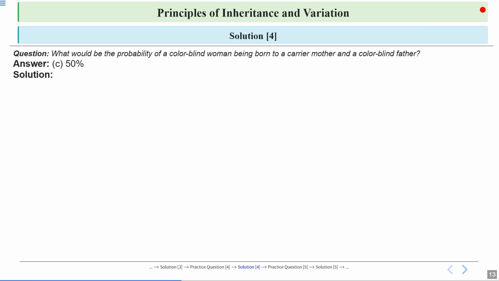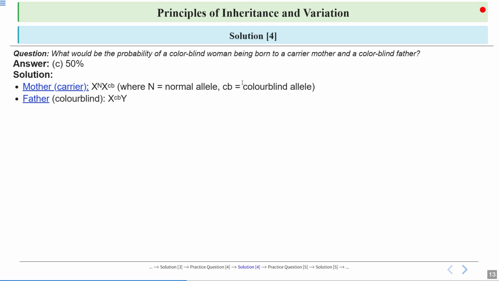So let's have a look at the answer. The answer will be 50%. Now you can see the mother is a carrier, which means her genotype will be XN XCB. N is for normal, CB is for the color blindness allele. The father is colorblind, so his genotype is XCB Y. Clear? So the father, the male, is colorblind. Even a single color blindness gene on the X chromosome is enough to exhibit this disease because there is no normal gene on the Y chromosome.